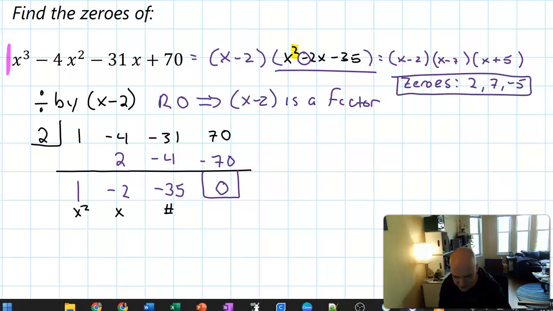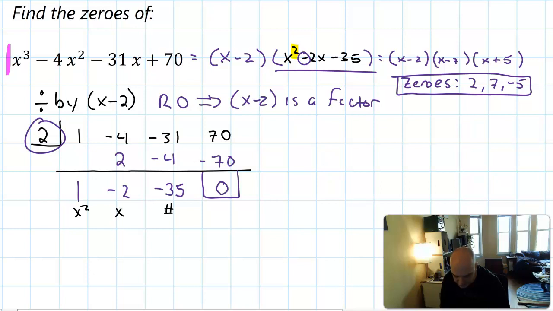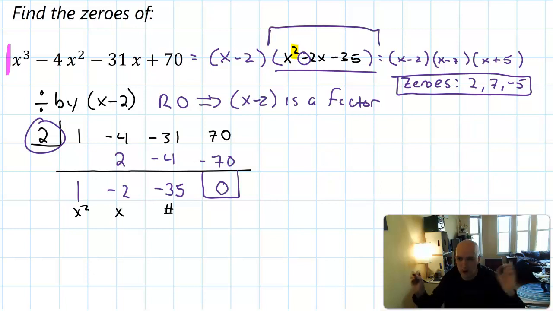Now, there's something I have to confess. This was a little bit of a cheat. I wrote this problem and I already knew what the zeros were. So I knew already that 1 wouldn't work, and I knew that 2 would work. I also could have, instead of using 2, used 7 or negative 5 in there and gotten remainder 0. It would have been a different polynomial up here that we had to factor, but all 3 of those possibilities would have still yielded the same zeros.